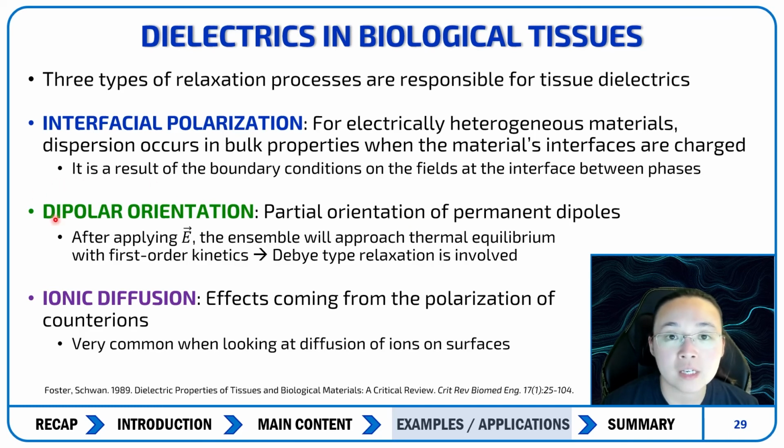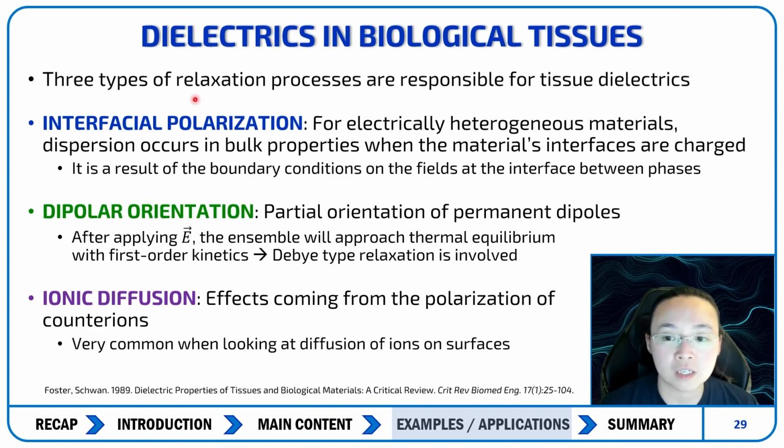But dipolar orientation, the main thing is you now have a reorientation of all these permanent dipoles. Last one is ionic diffusion. If you have an electric field that's applied and you have a redistribution of charge, also dipoles being oriented in a different way, that means that you also may have diffusion of ions across or onto the surface.